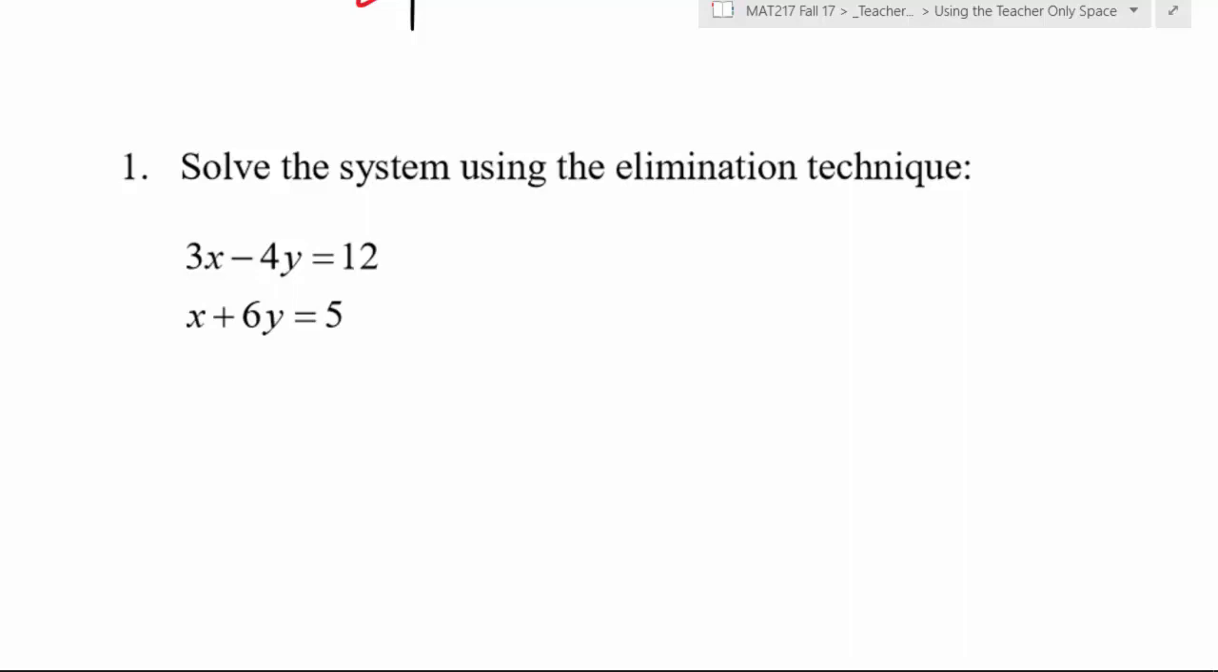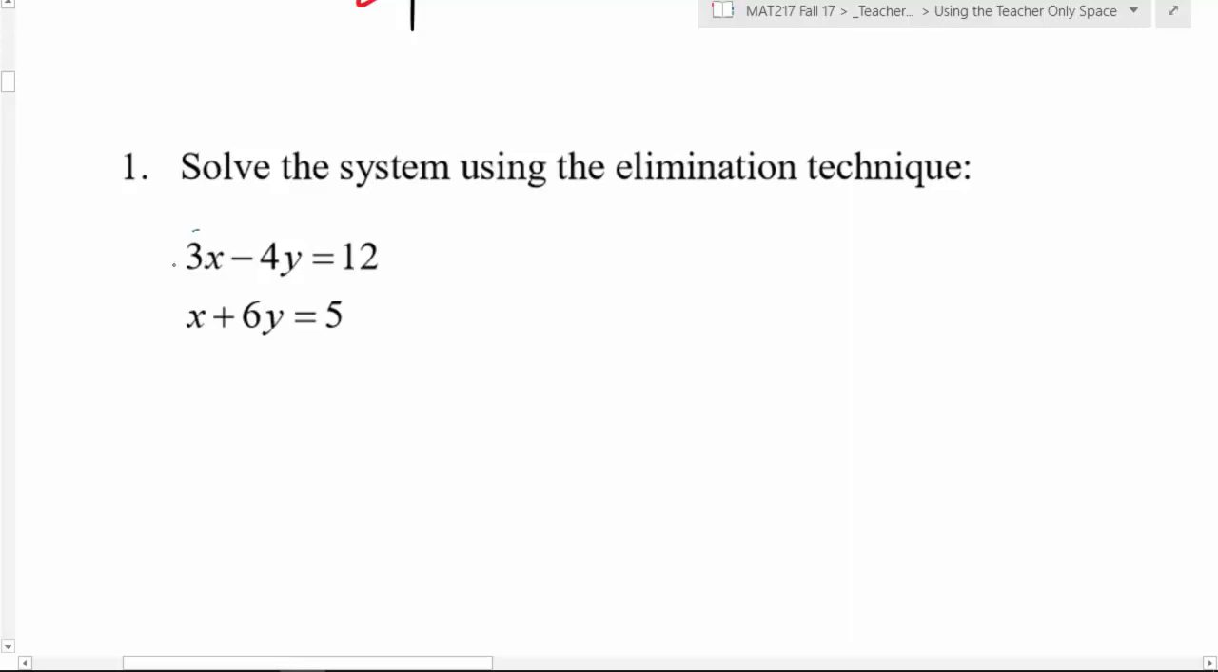The idea is take your equations, make sure that they are lined up with the like variables vertically above each other. And in this case, they are, because I have my x terms above my x's, my y's above my y's, my constant terms above my constant terms. And my equal signs are lined up, all looks good. So then what we're going to do is multiply one or both equations by a value that will make my values opposite. So that way when I add them together, it makes 0.